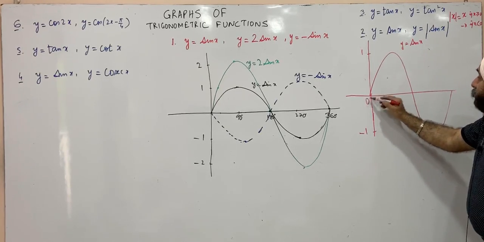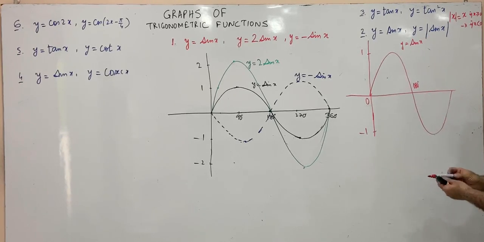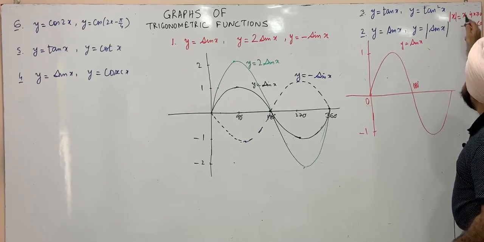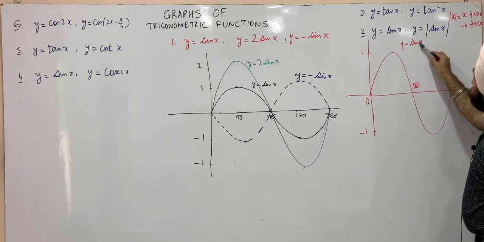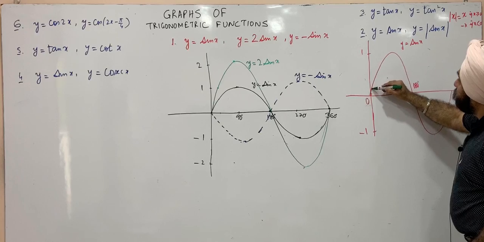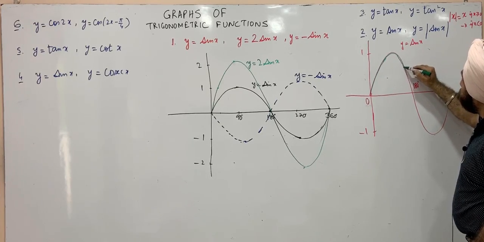So from 0 degrees to 180 degrees, sine of x is positive. So mod of sine x will also be sine x. If x is positive, mod of x is x. Sine x is positive from 0 to 180 degrees. So this will be the graph. This will coincide with the graph of sine of x.